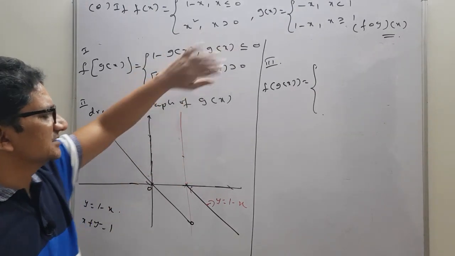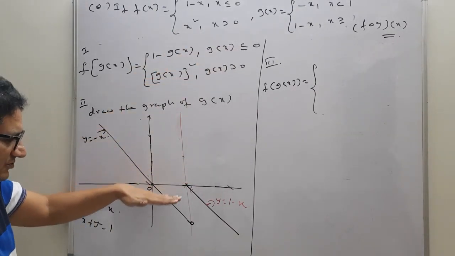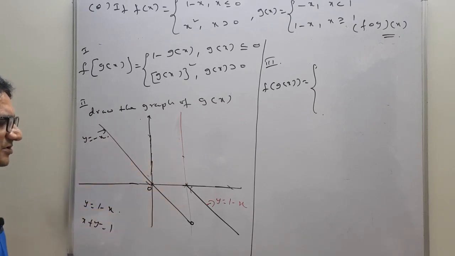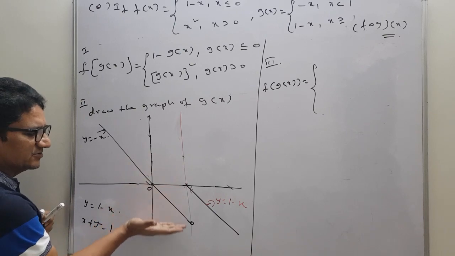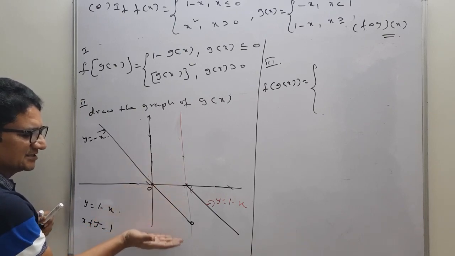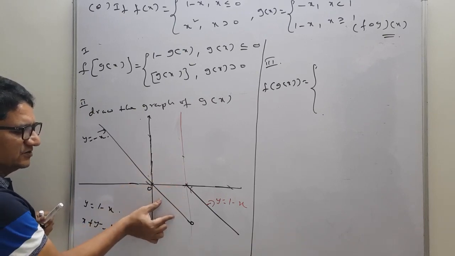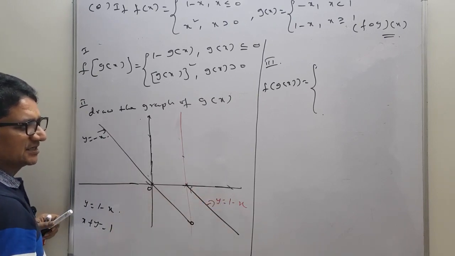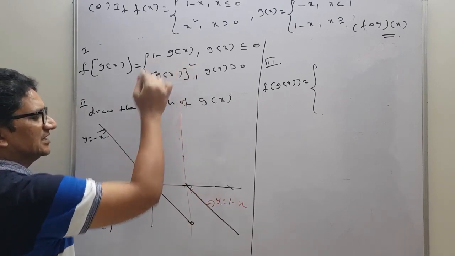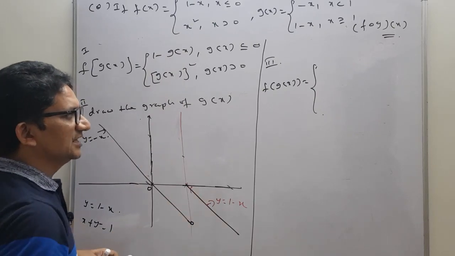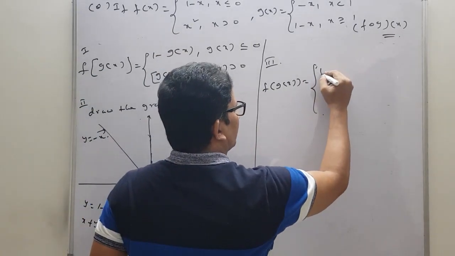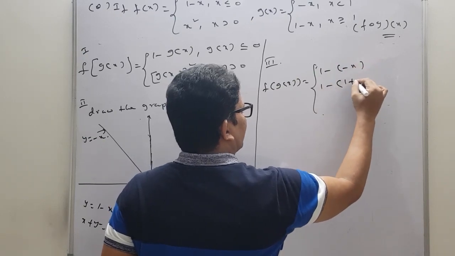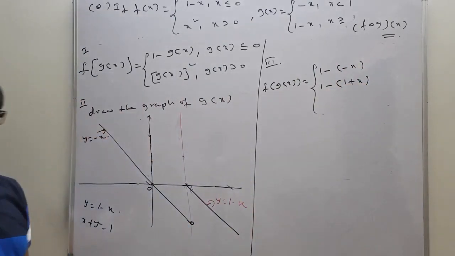g of x less than or equal to 0 means downwards you check. See, g of x is less than or equal to 0. So when g of x is less than or equal to 0, that is below the x axis, what are the graphs we have? Minus x as well as 1 minus x. That means when g of x is less than or equal to 0, we need to take 1 minus, one value is minus x, and 1 minus the other value is 1 plus x.